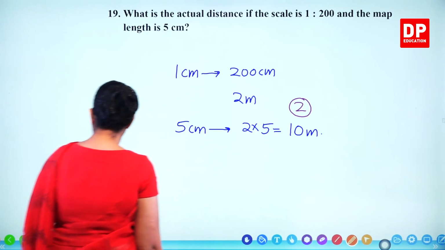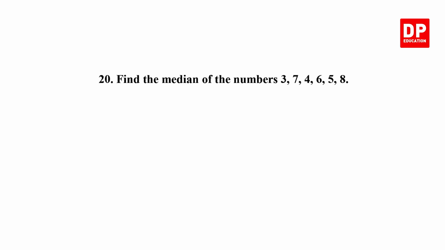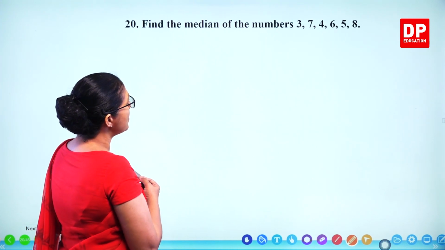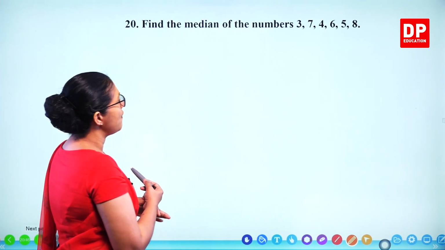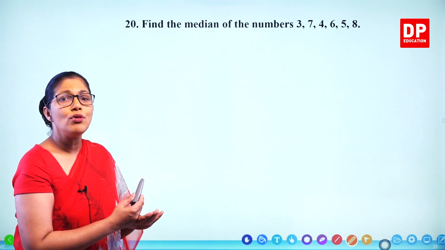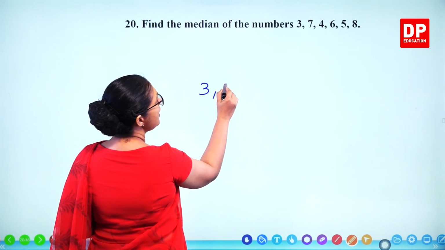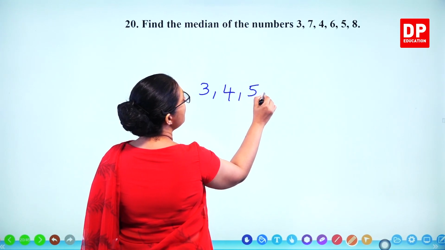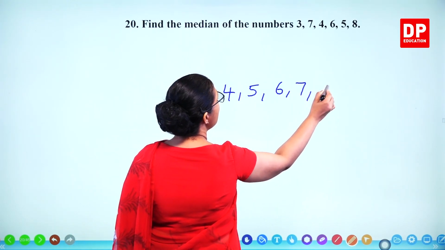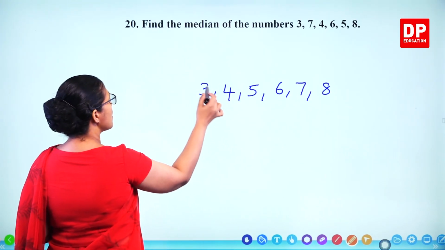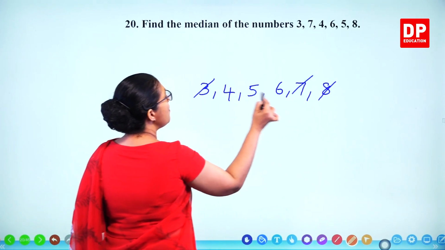This is the last question in part 1. Question number 20. Find the median of the numbers 3, 7, 4, 6, 5, 8. First thing, you have to arrange the data set in order. 3, 4, 5, 6, 7, 8. Then you can cross out and find out the middle one.